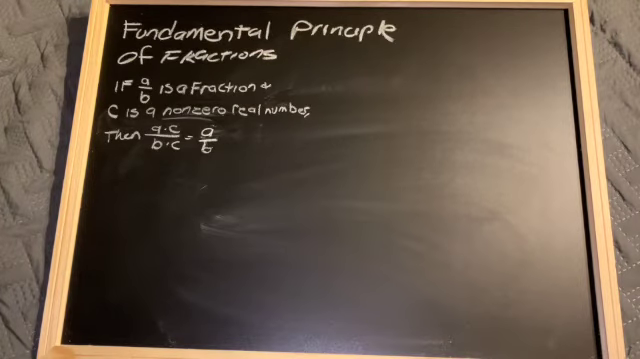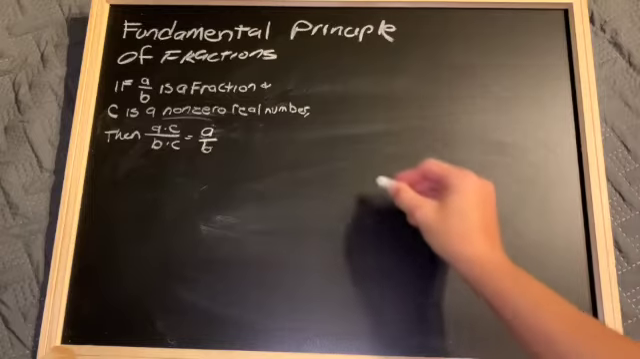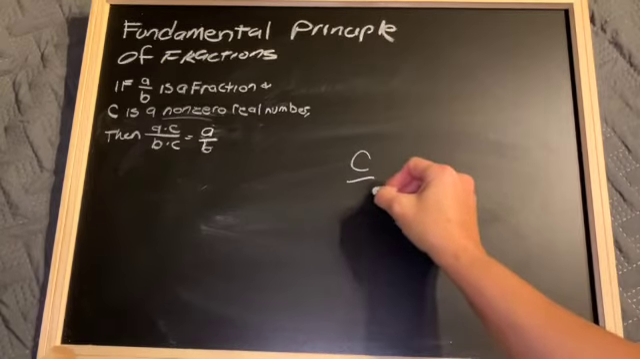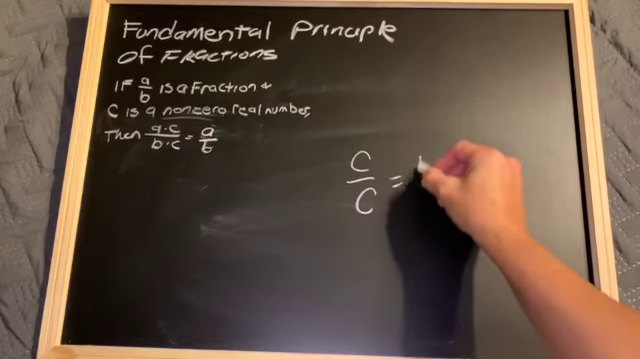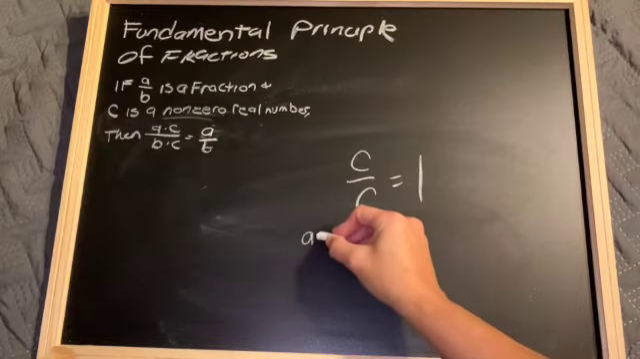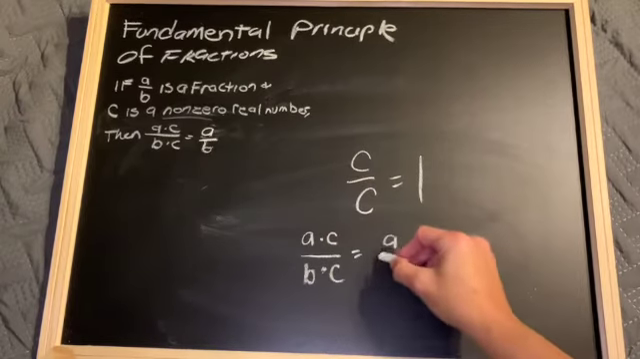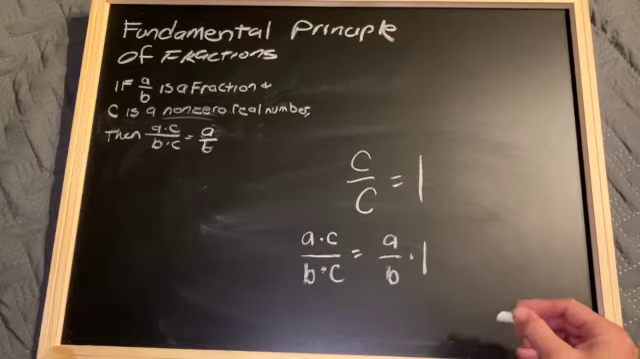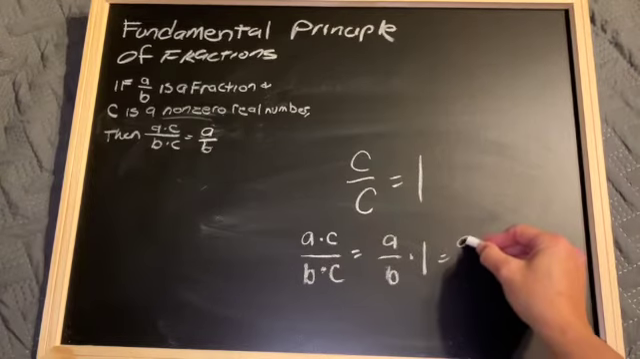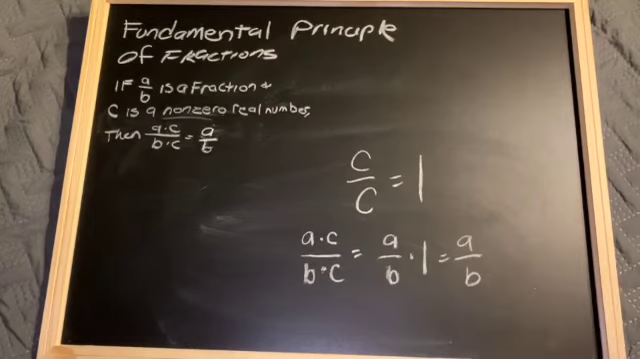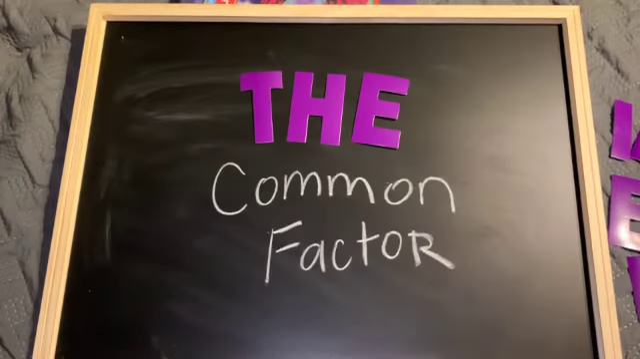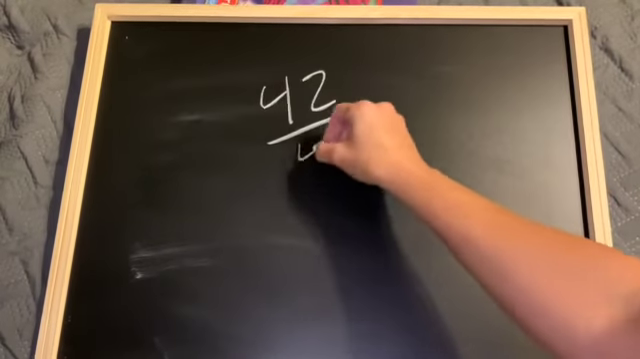To understand why this is true, we use the fact that since c is non-zero, then c over c equals 1. Now a times c over b times c equals a over b times 1, and that just equals a over b. Taking the fact that any number multiplied by 1 equals itself, we call this process dividing out the common factor of c. To practice, let's write some fractions in lowest terms.